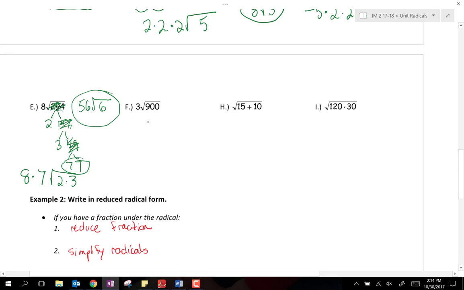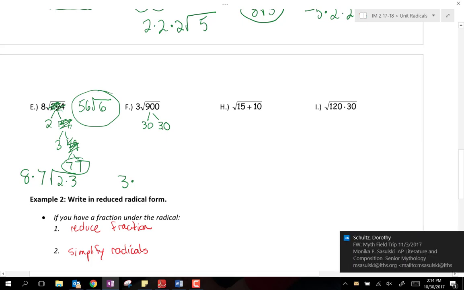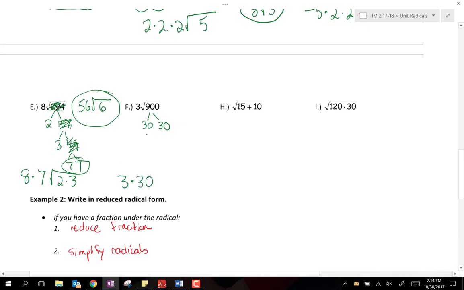All right, same for letter F. We just keep the 3 there, ready to use it. 900, 30, 30. We can see right now that we're going to take out 30 because we have a pair. I'm going to keep going, but we can see that there's a pattern there already, or a pair.